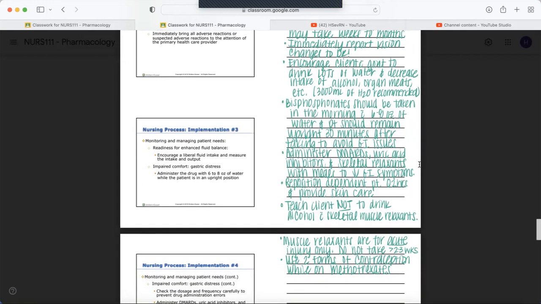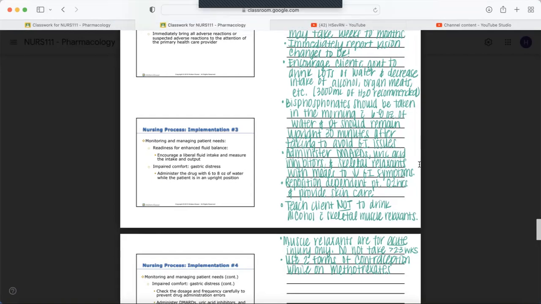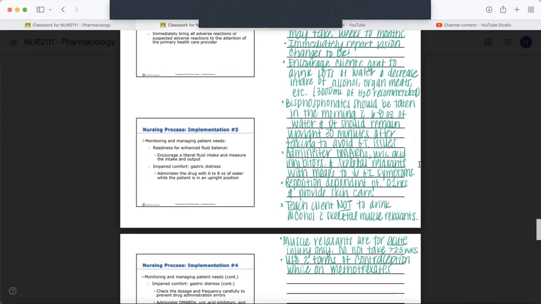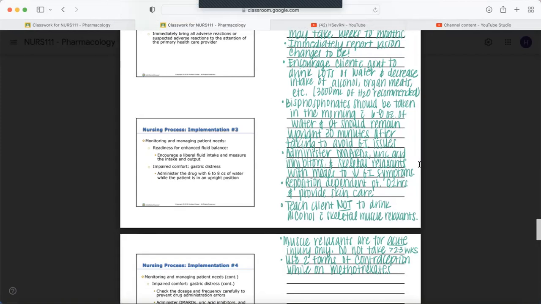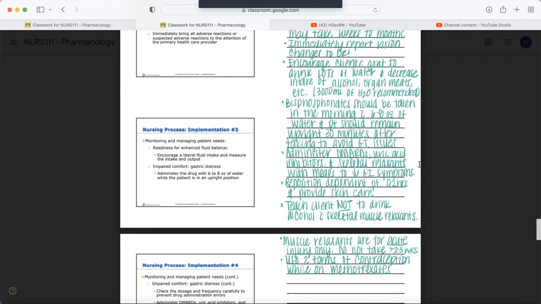Encourage your client that has gout to drink lots of water and decrease their intake of alcohol and organ meats. We definitely want them to have lots of water. 3,000 milliliters of water is recommended. Bisphosphonates should be taken in the morning with 6 to 8 ounces of water, and the patient should remain upright 30 minutes after taking to avoid any GI issues. We also want to give DMARDs, uric acid inhibitors, or skeletal muscle relaxants to our client with meals so that they don't have GI symptoms, okay?